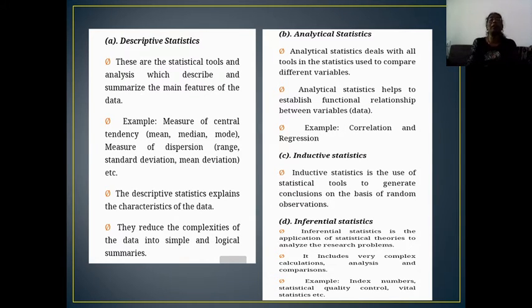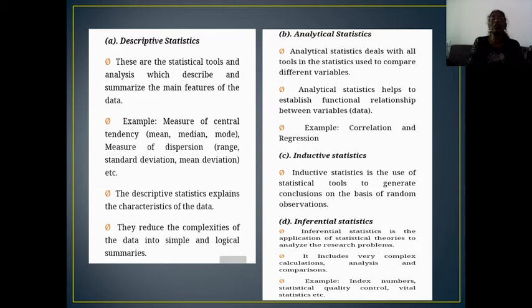Second is analytical statistics. Analytical statistics deals with all tools in statistics used to compare different variables. Analytical statistics helps to establish functional relationships between data. Examples are correlation and regression. The third type is inductive statistics. Inductive statistics is the use of statistical tools to generate conclusions on the basis of random observation.